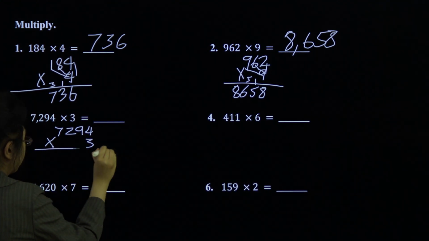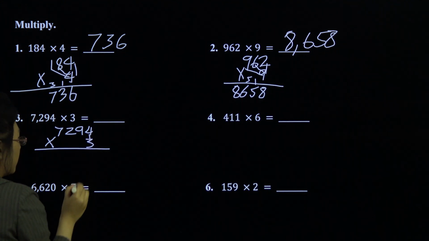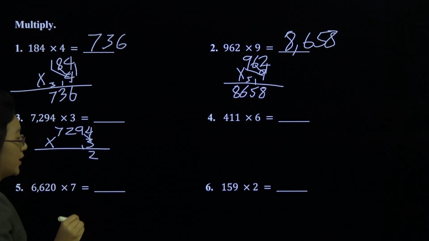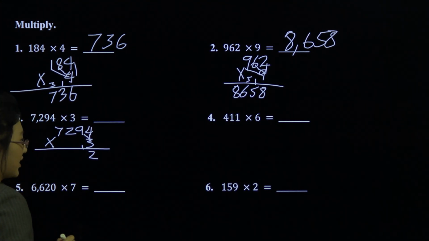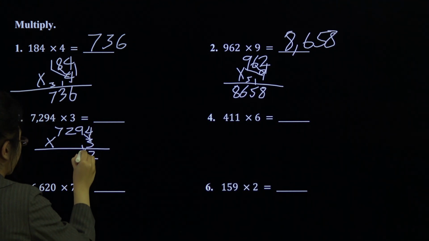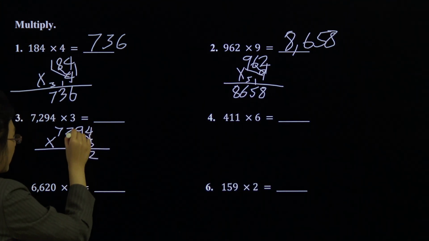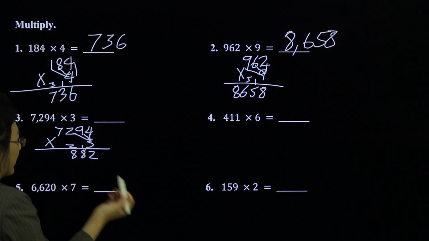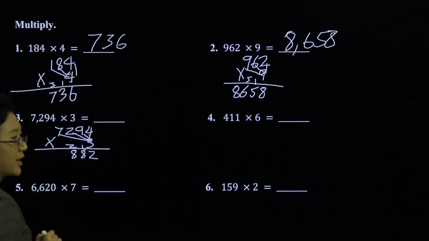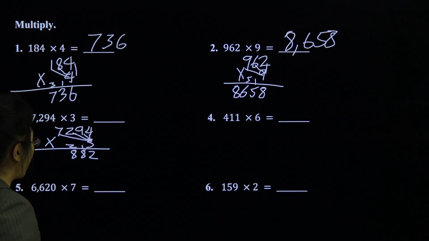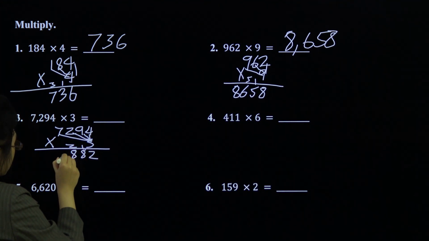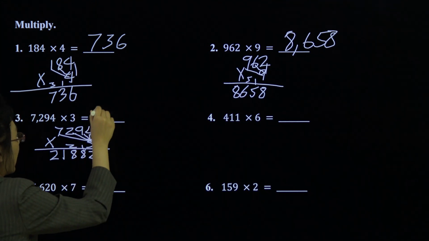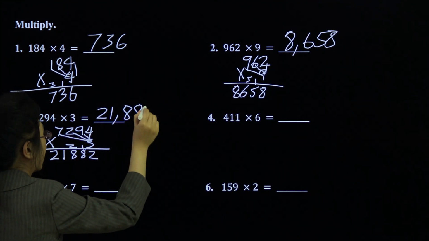7,294 times 3. You do the ones place first. 3 times 4, 12. You regroup. And then you do the tens place, 3 times 9, 27, 27 plus 1, 28, you regroup. 3 times 2, 6, 6 plus the regrouped 2, 8, you don't have anything to regroup. 3 times 7, this is the thousands place now, it's 21, and you don't really have anything in the 10,000s place, so you just drag the 2 down, and you get 21,882.